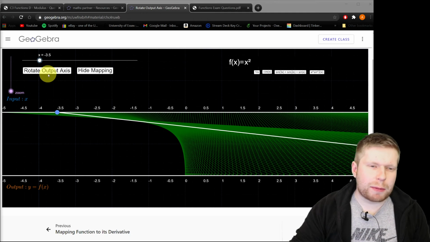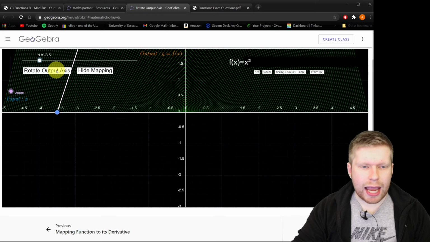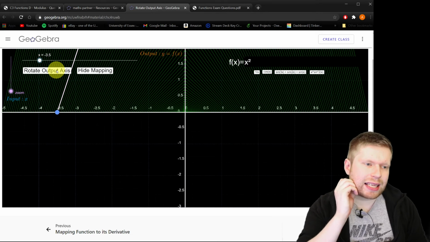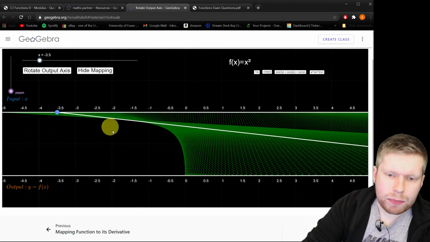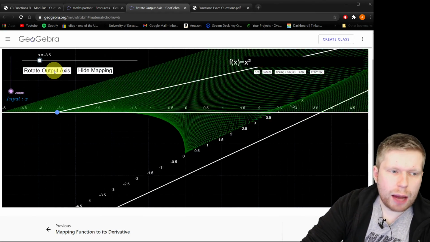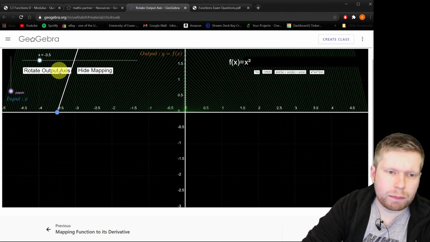Let me show you what I mean, because it might be easier. I'm going to take my output number line and rotate it through 90 degrees, and I would get something that looks like that. If I do that again, I take my output number line and rotate it through 90 degrees. Now it intersects at 0, but you can still see this is my output number line.